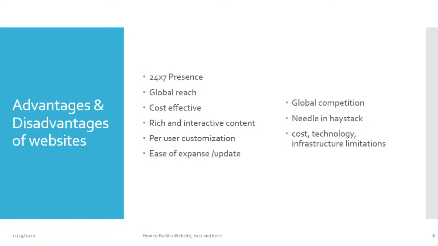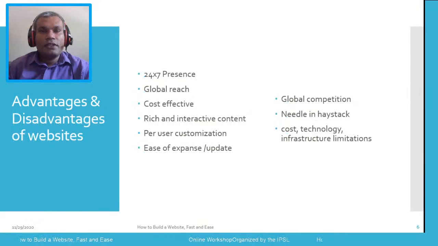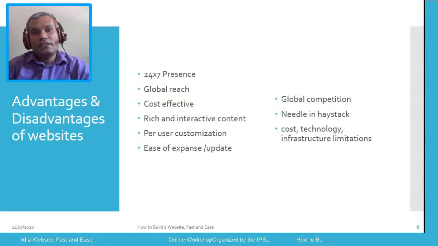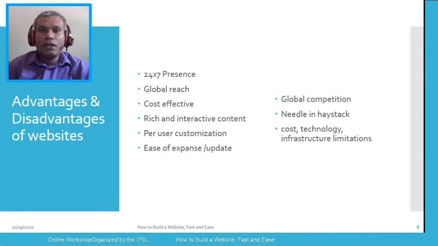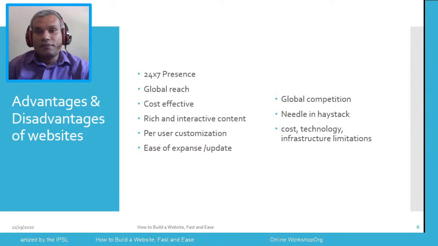Now let me quickly discuss some of the advantages and disadvantages of websites. Websites are mainly used for communication. So what is the advantage of using a website when compared to standard mediums like TV, radio, or printed media? The main advantage is 24 by 7 presence. That means you can access the website anytime, anywhere. And you have a global reach.